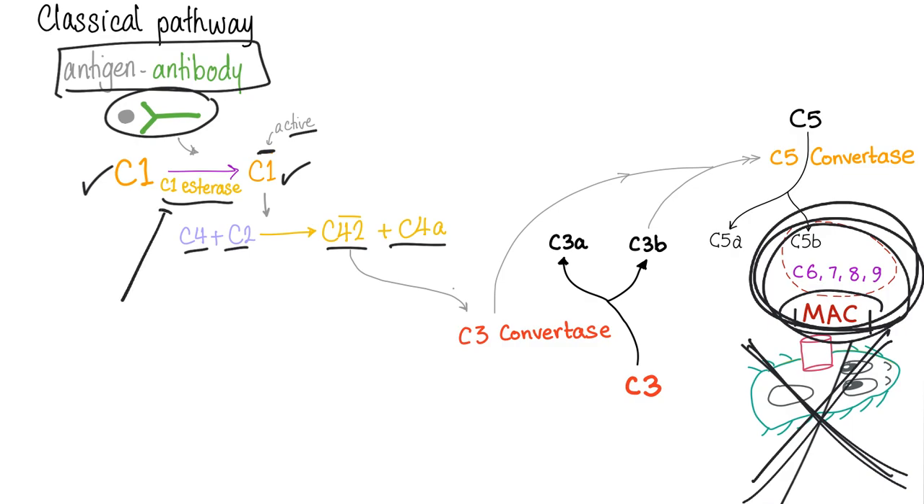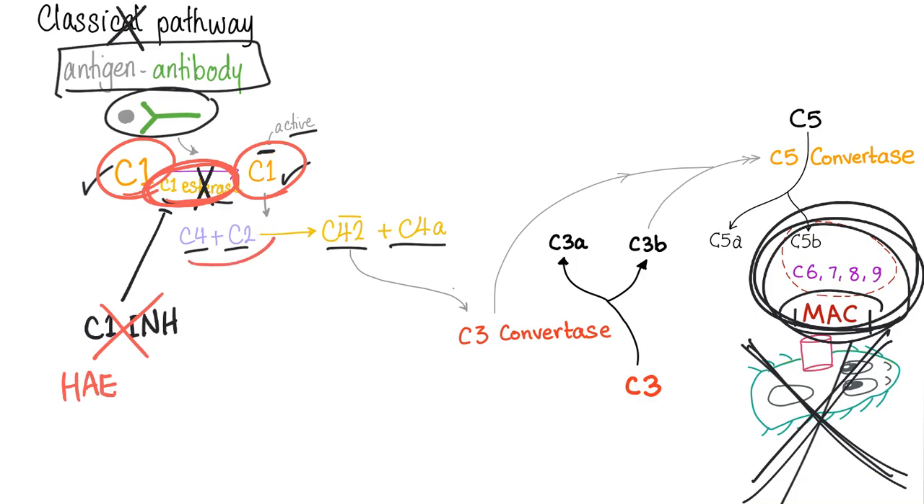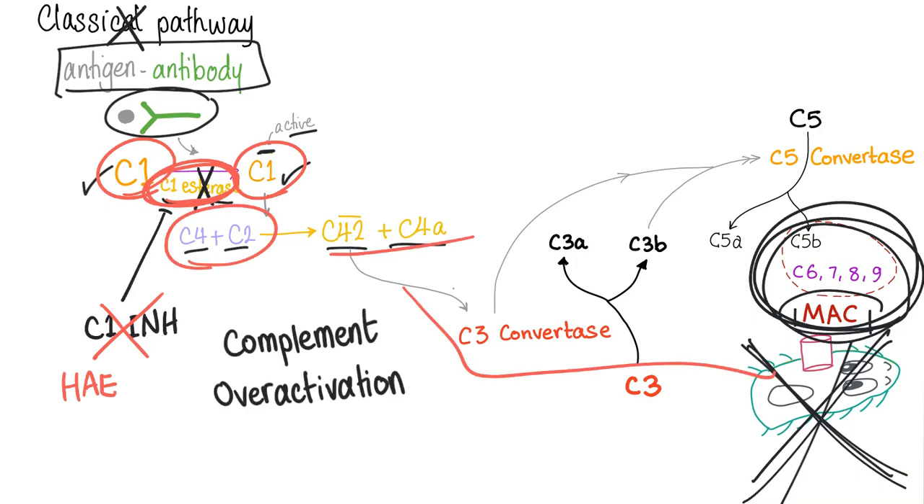When you have C1 esterase inhibitor, it's gonna inhibit the C1 esterase. The complement is not gonna be activated. However, when you have a disease called hereditary angioedema, you don't have the inhibitor. The C1 esterase is left free to convert C1 into the active C1, C4 and C2 into the active stuff, and the complement pathway is activated. Baby, it's on. This is an inflammation. This is an activated complement.